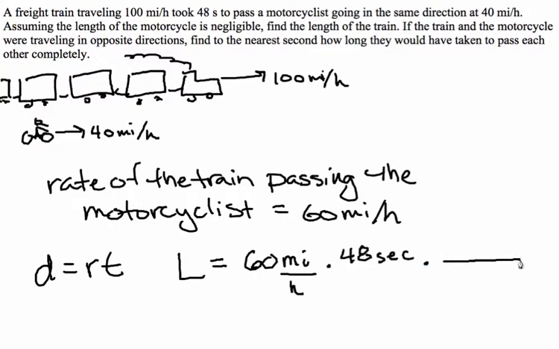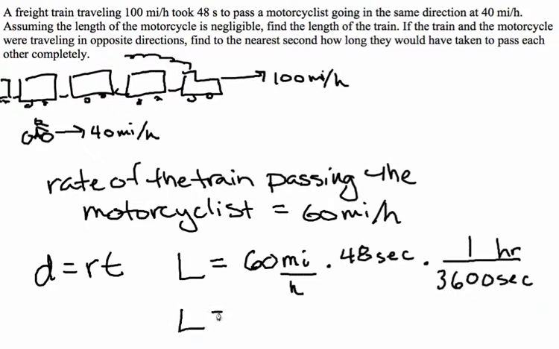We need to make sure that we convert seconds to hours, so 48 seconds, we need to change that to hours. We need to have hours in the numerator and seconds in the denominator. Well, how many seconds are in an hour? There are 60 seconds in each minute, and there are 60 minutes in an hour. So 60 times 60 is 3,600. So there are 3,600 seconds in 1 hour.